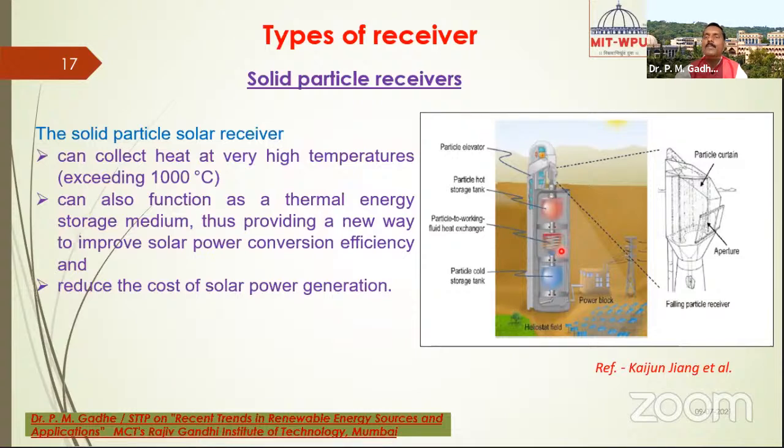So here we can transfer the heat from the solid particles to the water, and we can convert the water into steam. And after giving heat to the water, the solid particles are taken to the bottom storage tank, and then again circulated upwards. So it is a continuous circulation of the solid particles. So it will reduce the total cost. Some research is going on, and some plants are being installed and commissioned based on the solid particle receiver. So this is the improvement, the research that is going on in this solid particle receiver.